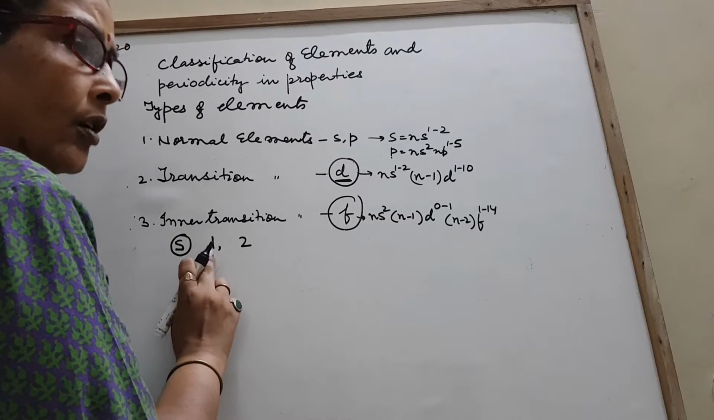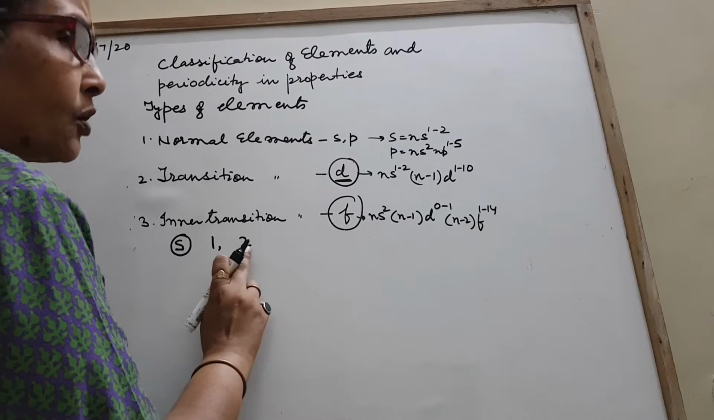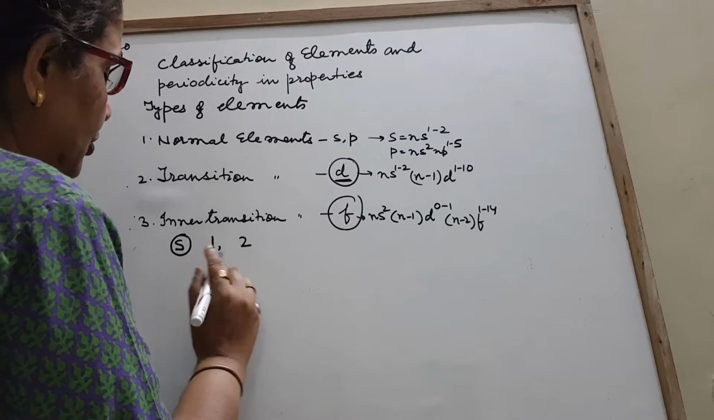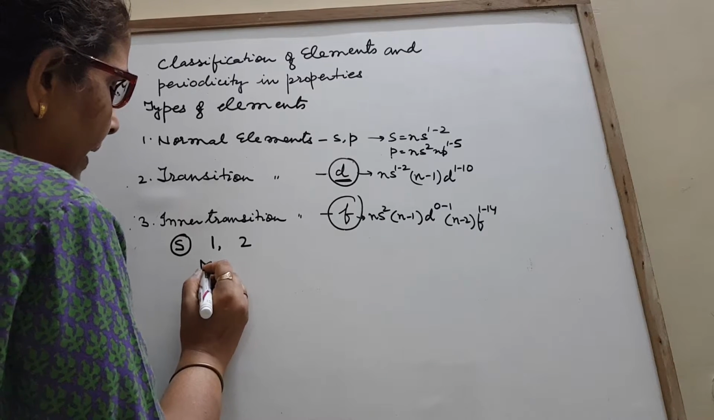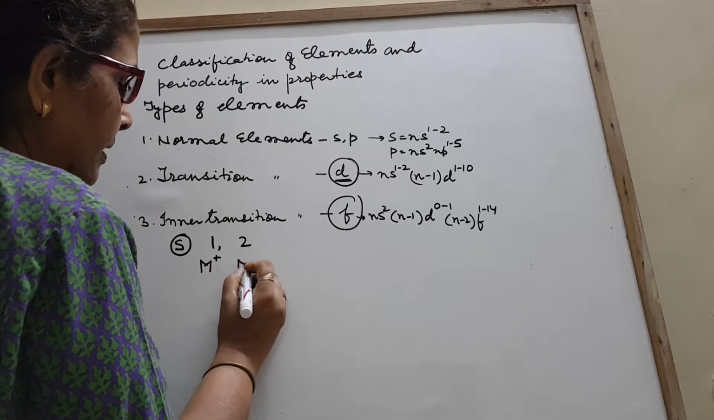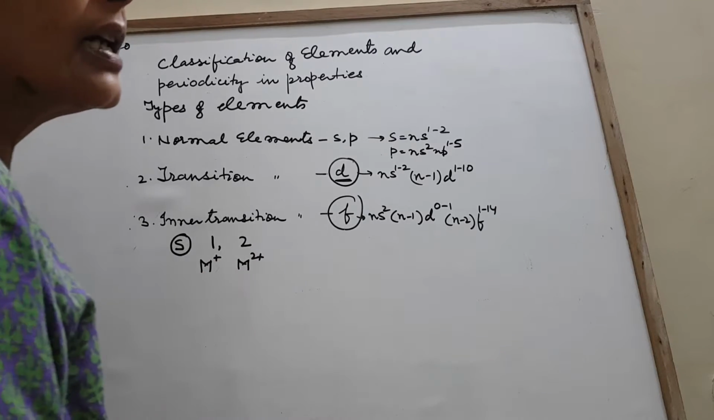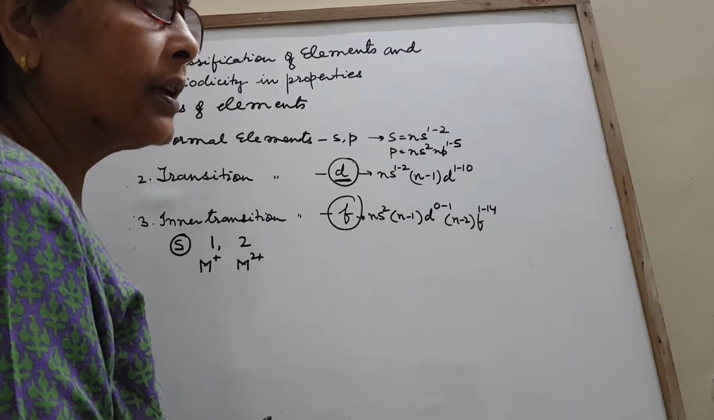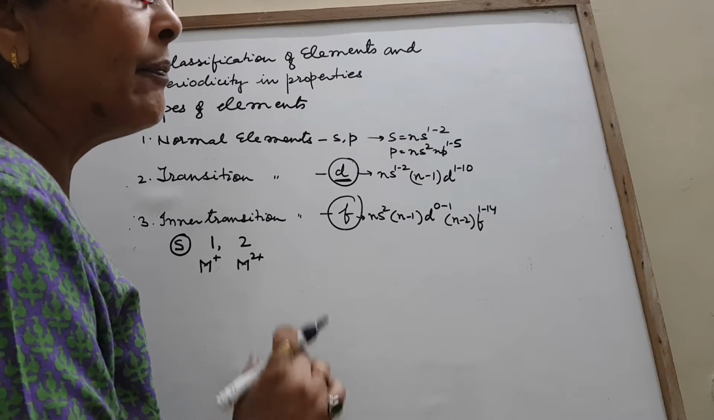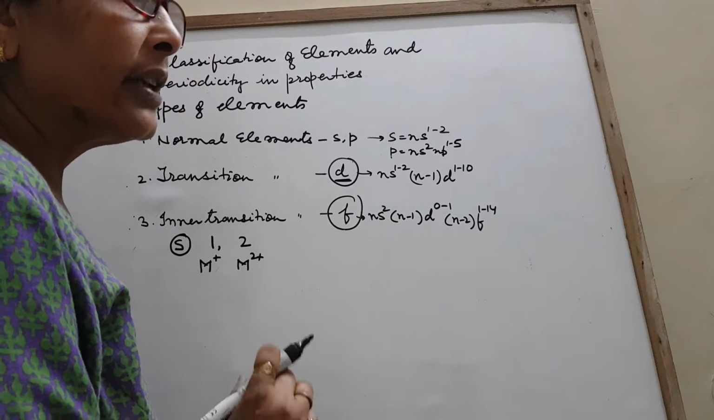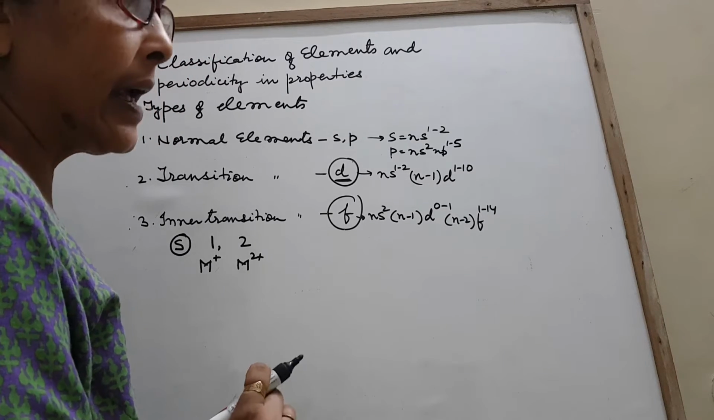Group 1 elements have one electron in the outermost shell. Group 2 has 2 electrons in the outermost shell. They form ions of the type M+ and M2+. And children, these ions are diamagnetic in nature. Diamagnetic means they have all the electrons paired.